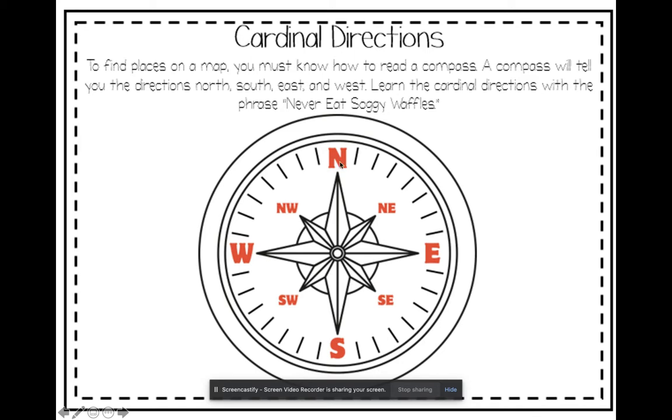If we start here at the top and go around like a clock, remember on a clock we start here at 12 and go around this way, you would say, never eat soggy waffles. Or I learned it as never eat soggy worms. So remember, if you start at the top and go around like a clock: north, east, south, west. North is at the top, south is at the bottom, east is over here, and west is over here. We'll talk more later about these little ones in between each of them. Right now, you need to know north, east, south, and west.